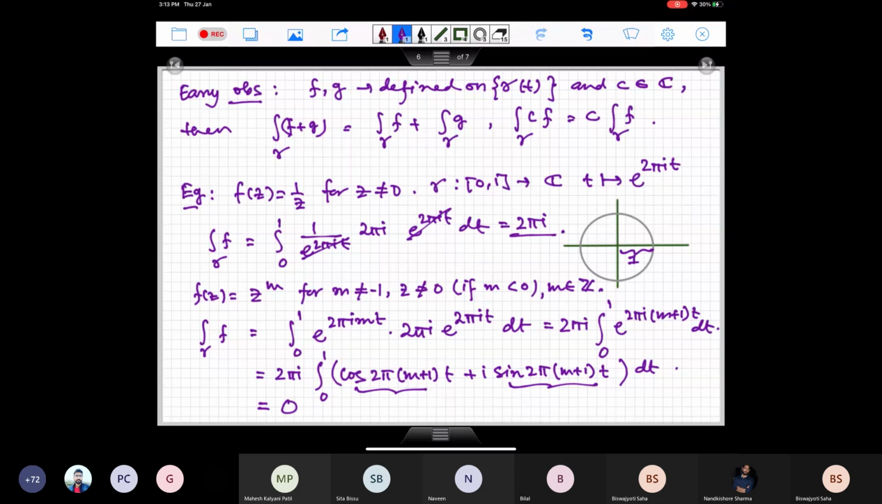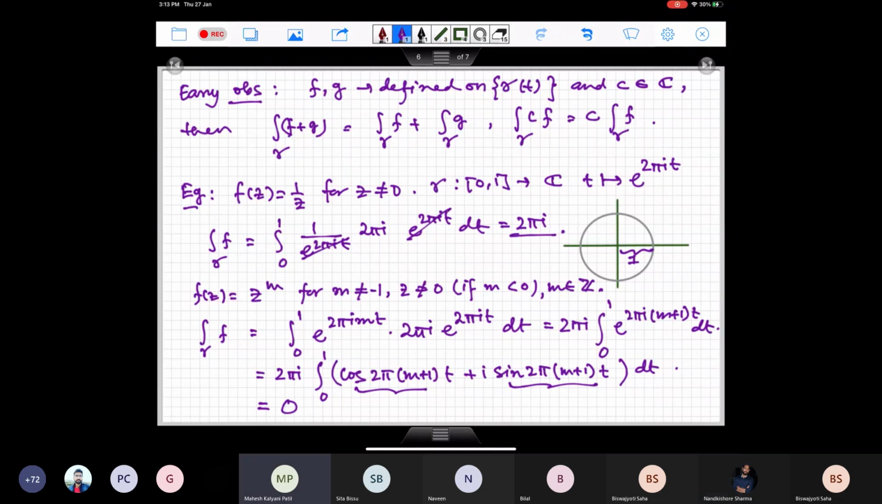Because if you integrate, yes, you are going to get sine. Now sine 0 and sine 2 pi are the same. Similarly, if you integrate sine, you are going to get cos, and the values at 0 and 2 pi are the same. So anyway, if we integrate the exponential term directly, yes, that's what I'm saying, sir.